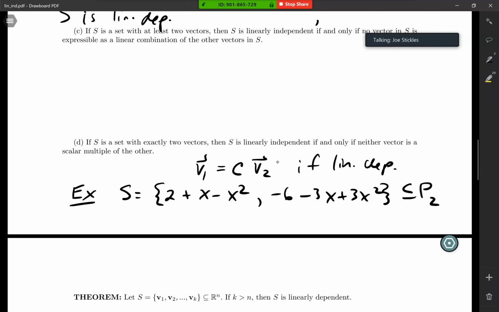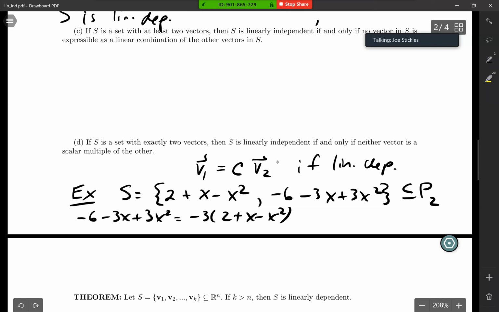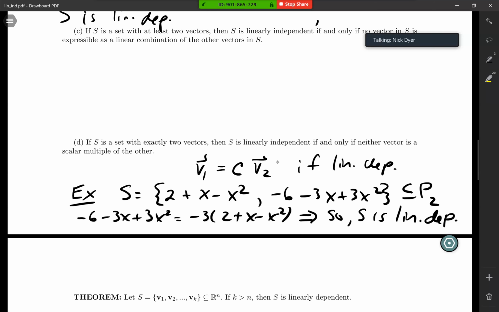If we look at the first one here, what do I need to multiply the first one by to get the second one? Negative 3. Negative 3, good. So negative 6 minus 3x plus 3x squared is negative 3 times the 2 plus x minus x squared. So what does that tell us about S? It tells us it's linearly dependent. Good. Does that make sense? We okay with that? All right. Cool.